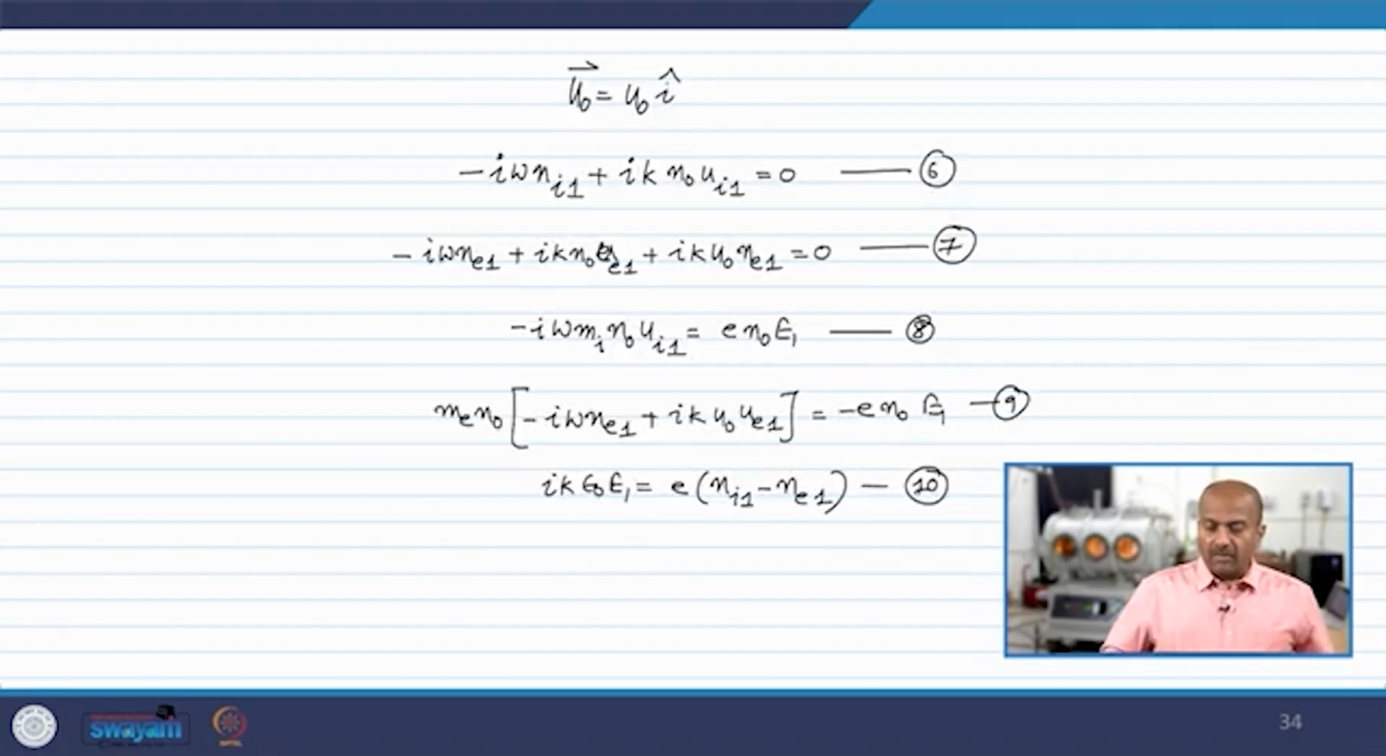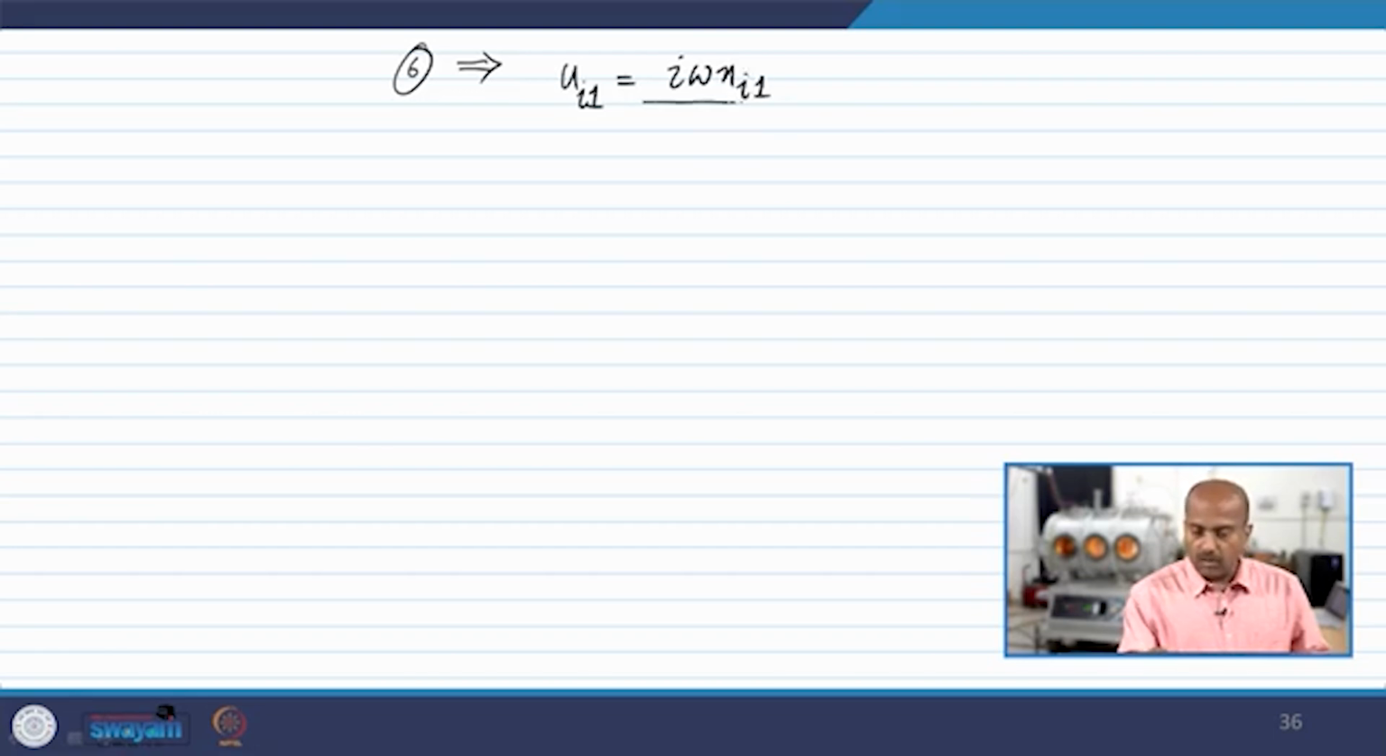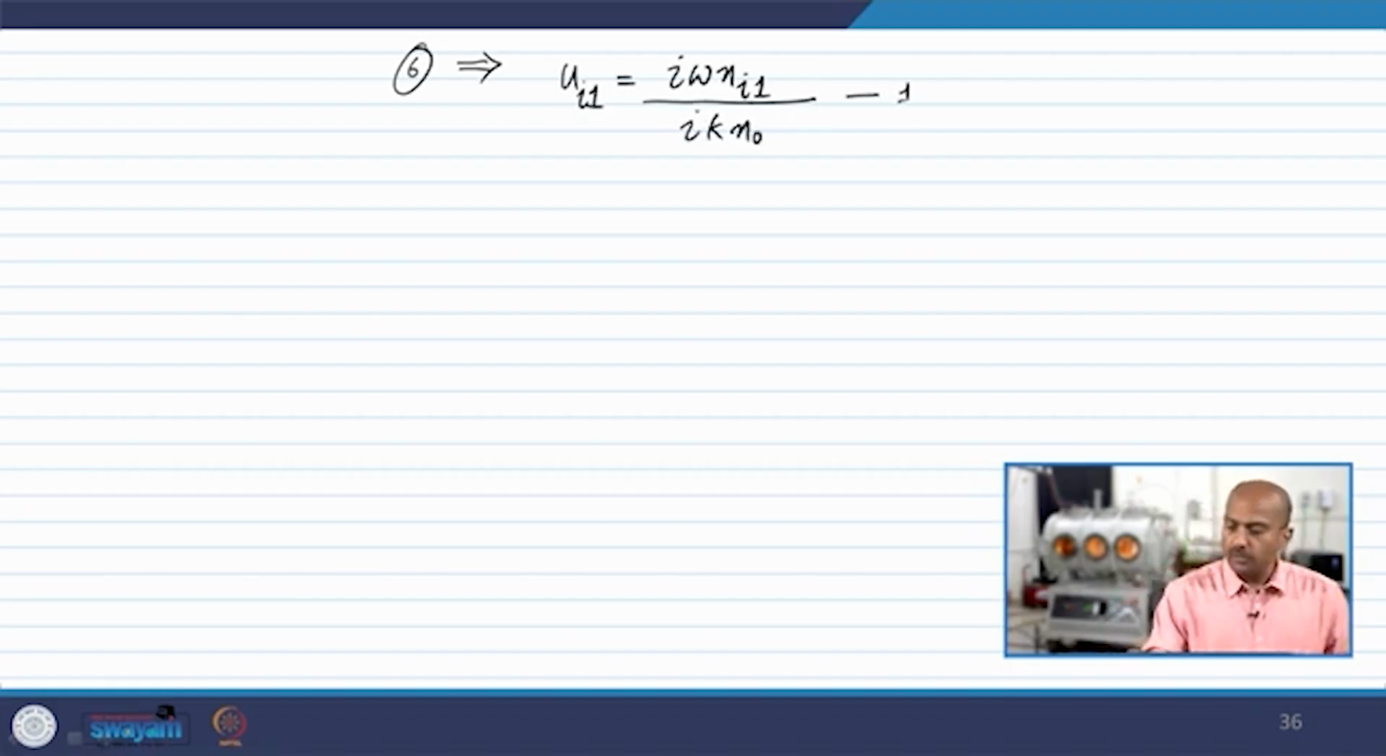After substituting the sinusoidal solutions, we get the linearized equations. Now, we can eliminate some variables. Let us say from equation number 6, we can write u_I1 = iω n_I1 divided by ik n_0. We call this equation number 11.